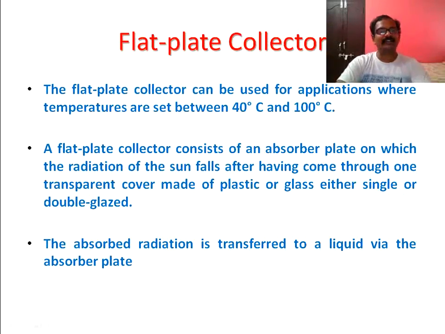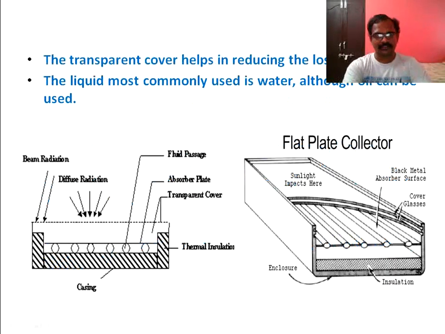So how this flat plate collector works, you can see in the diagrams over there. Initially we'll have a black surface, which is called an absorber surface, coated with a black material, because a black body will absorb the solar radiation. Above this black metal absorber surface, we'll keep the pipes, and in the pipes we have the water, and on top of the pipes we'll keep the glass covers.